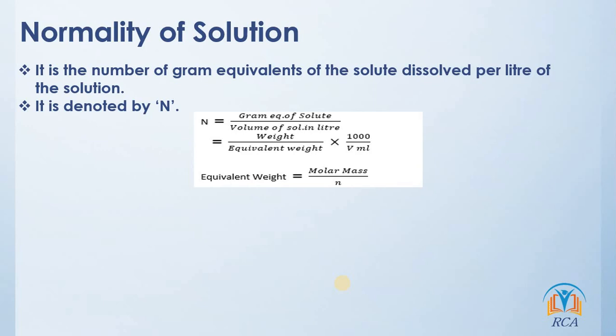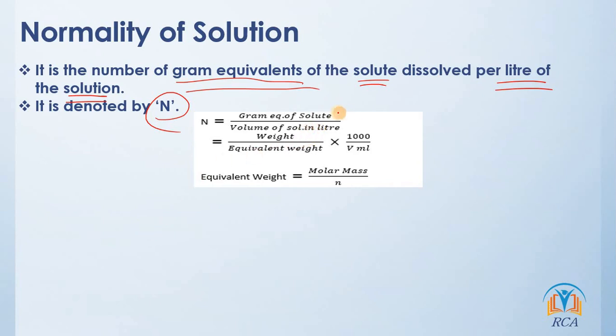So what is normality of a solution? It is the number of gram equivalents of a solute. Now this is very important. This is the number of gram equivalents of solute dissolved per liter of the solution. Again, it is dealing with what? It is dealing with the volume of the solution. How is it represented? It is represented by capital N, uppercase N. Again, remember or understand the definition. It is the number of gram equivalents of solute with respect to the volume of solution in liters.